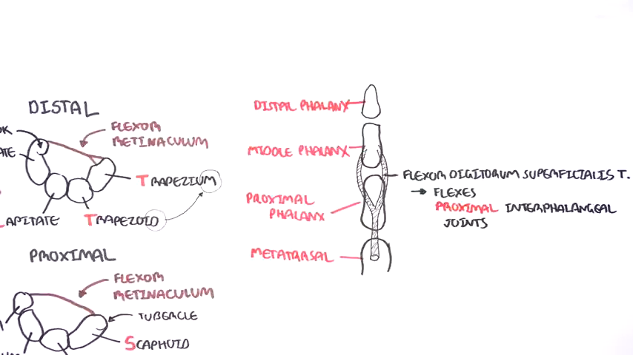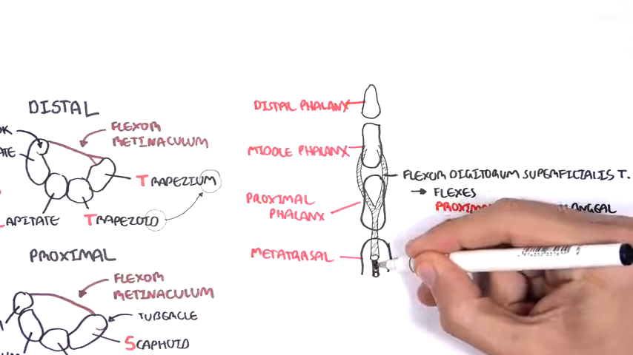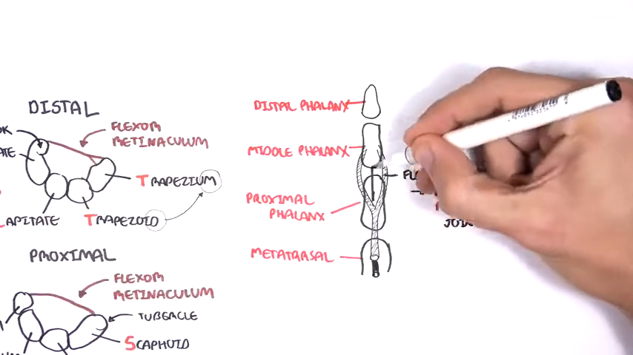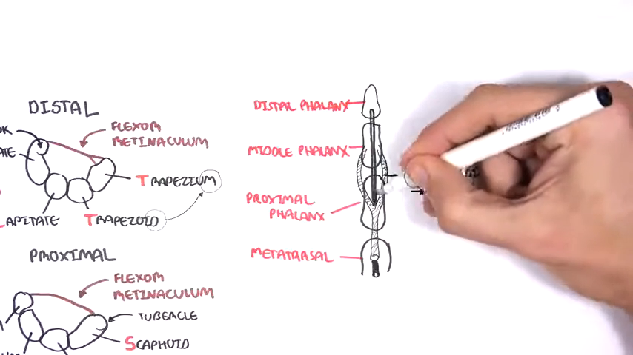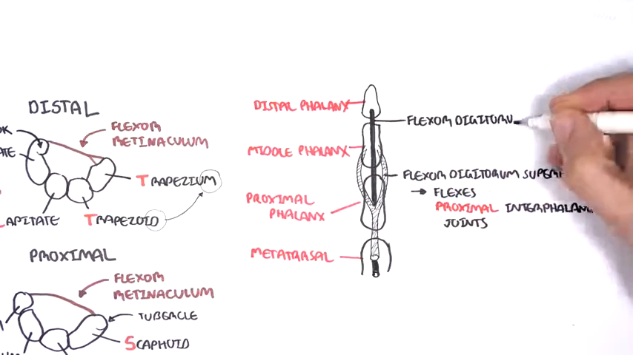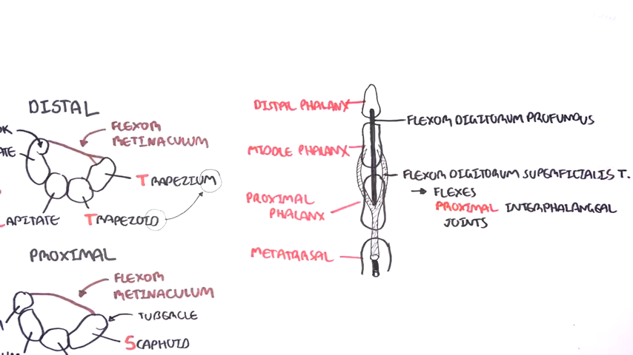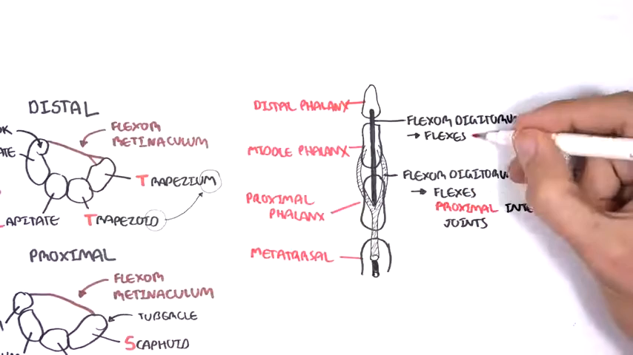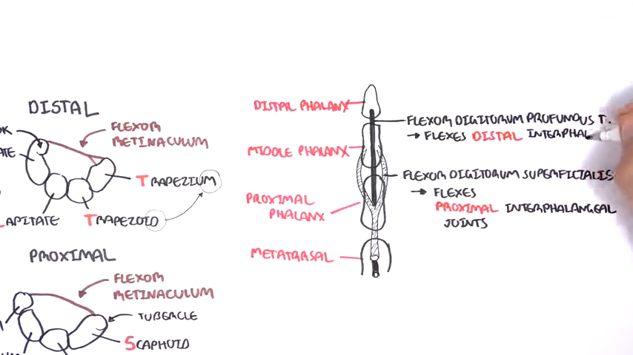The flexor digitorum profundus tendon runs below, deep to the flexor digitorum superficialis, and attaches to the distal phalanx. It does not bifurcate. Thus, we can say the flexor digitorum profundus tendon flexes the distal interphalangeal joint.